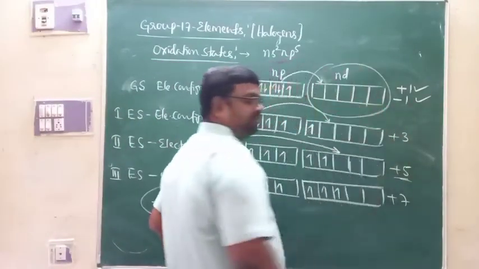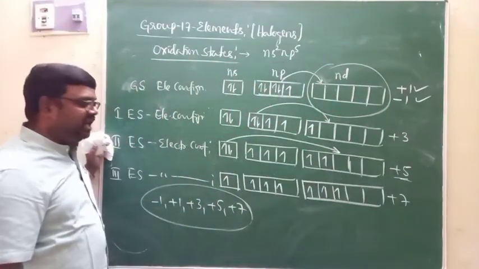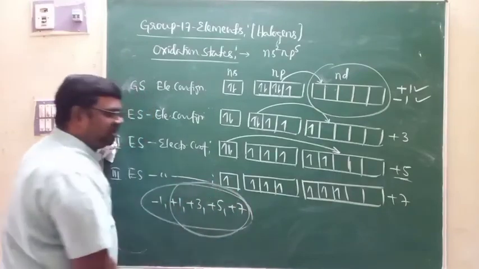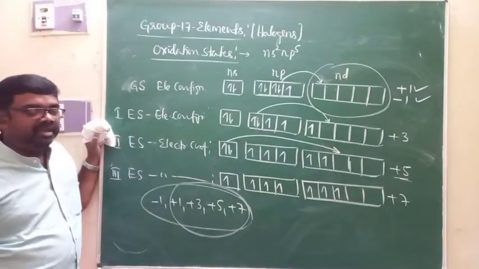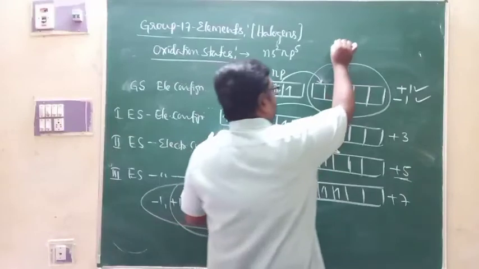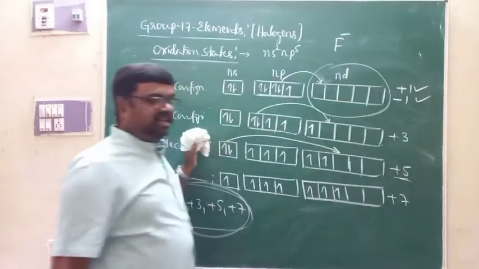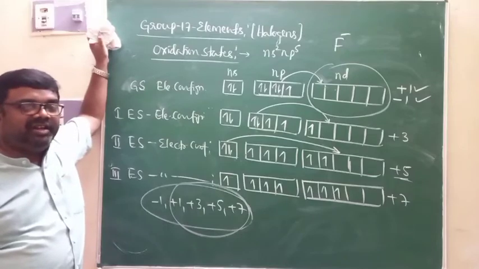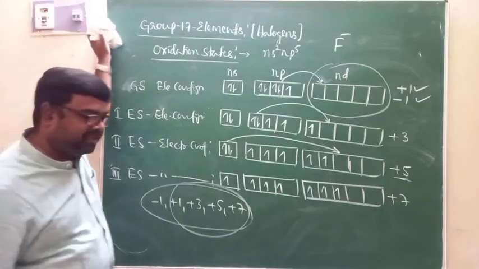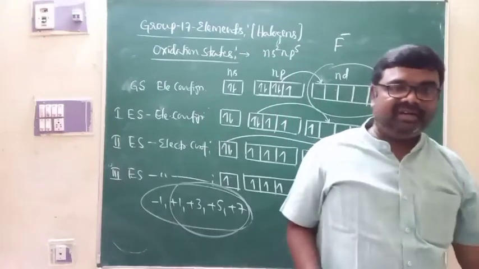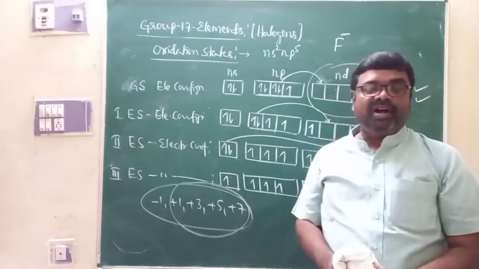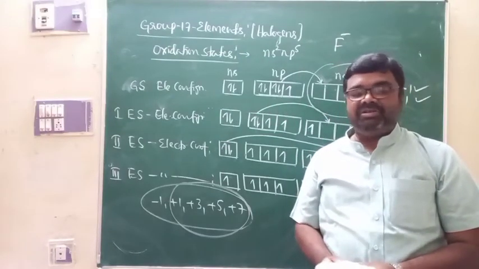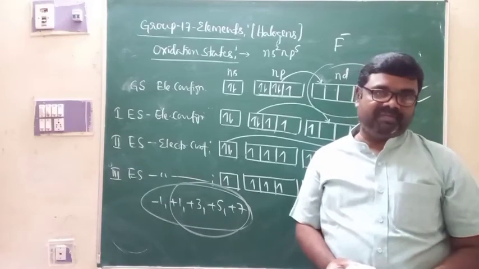d subshells. Fluorine has no d subshells, so I can't expect positive oxidation states in fluorine, and therefore fluorine exhibits only one oxidation state, that is F minus. -1 is the only oxidation state that you can expect in the case of fluorine due to non-availability of d orbitals. At the same time, fluorine is highly electronegative, but no one can remove electron from fluorine.